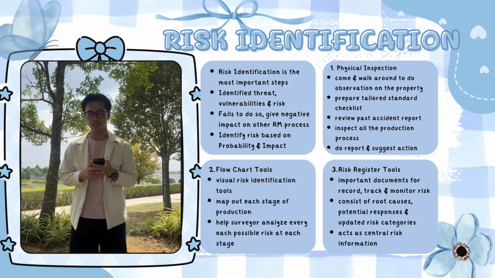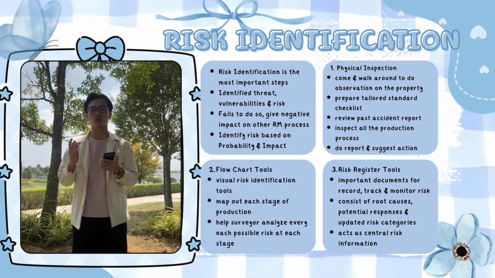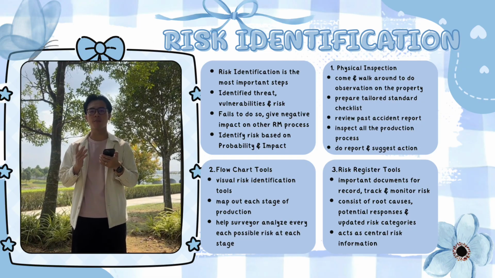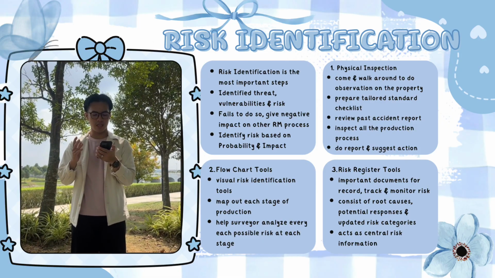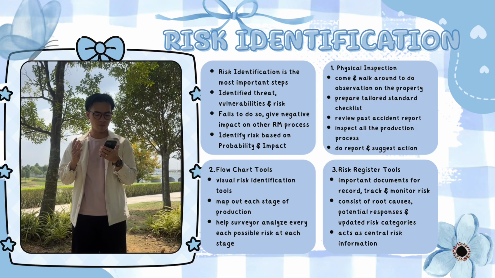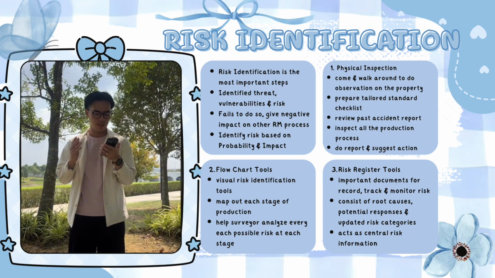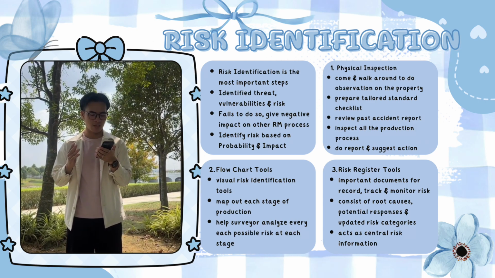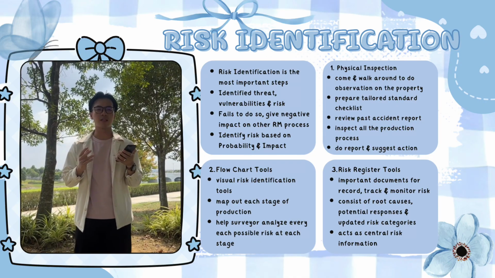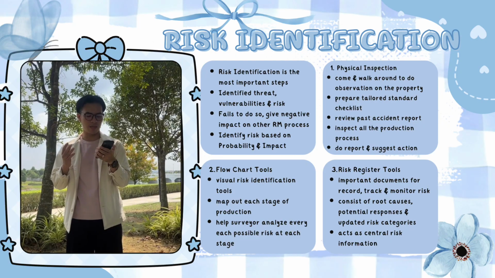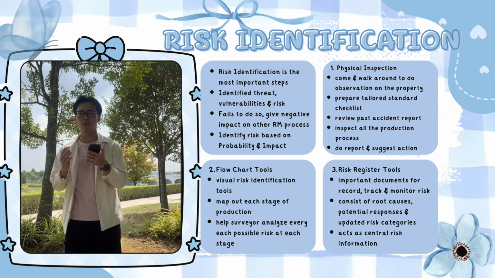Second, we have a flowchart tool. Flowchart is a visual risk identification tool where each stage of production is mapped out from the beginning until the end of the production. By doing a flowchart and listing down all the process, it helps surveyor to detect every single clear or hidden possible risk that might happen within the factory. This tool allows surveyor to see the domino effects, where if there is a risk occurring at the beginning of the production, it will give an impact on the whole of the process of the productions.